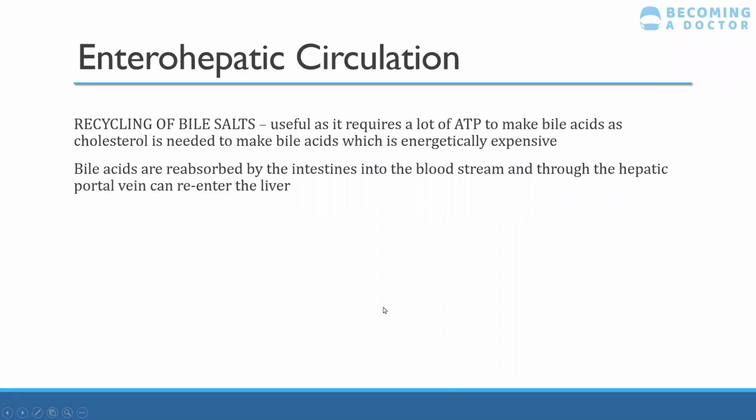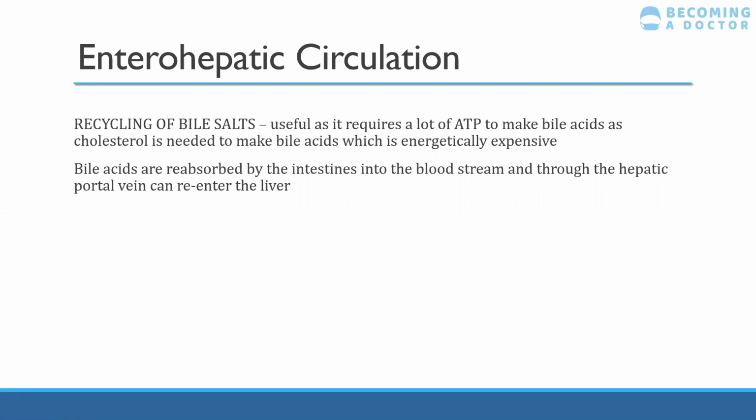Then you have your enterohepatic circulation. Your enterohepatic circulation is really important with the recycling of bile salts, and it's quite useful because, to make your bile, it requires a lot of energy, and this is because making cholesterol needs a lot of ATP. Therefore, by recycling them, it essentially just saves the energy. So the way the bile acids are recycled is by being reabsorbed in the gut into the bloodstream, and through the hepatic portal vein they can re-enter the liver.